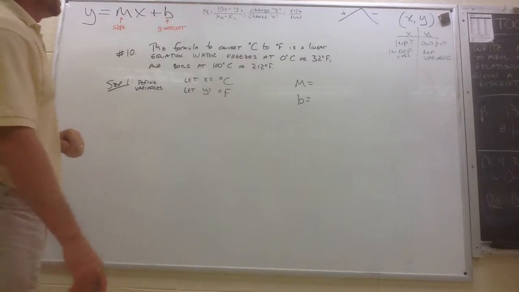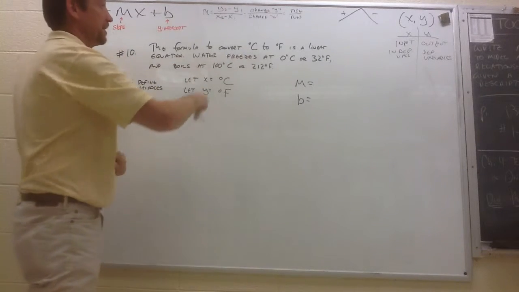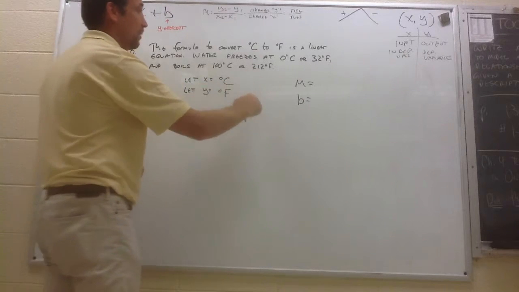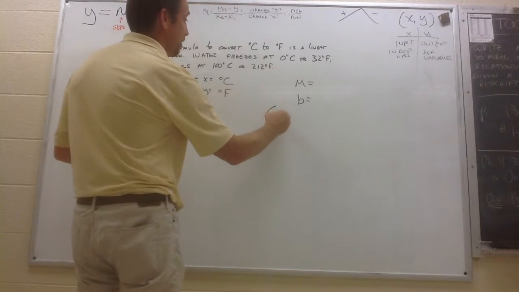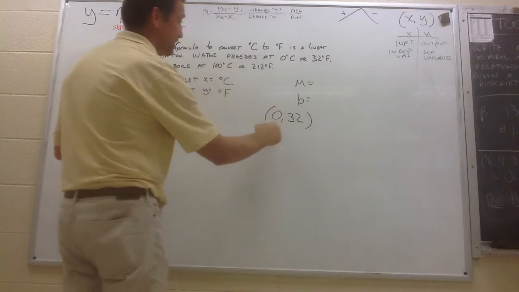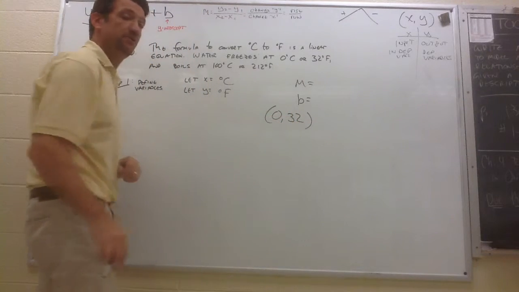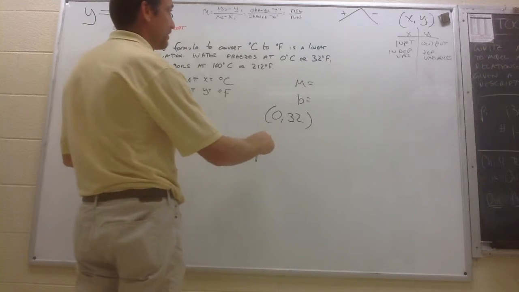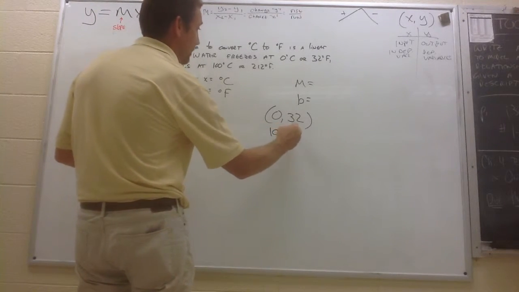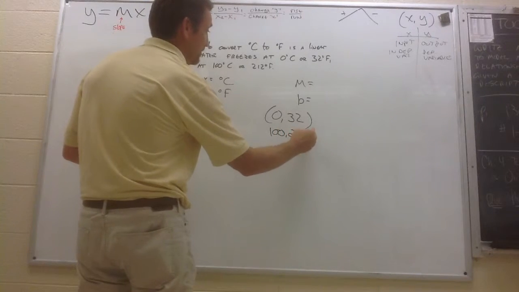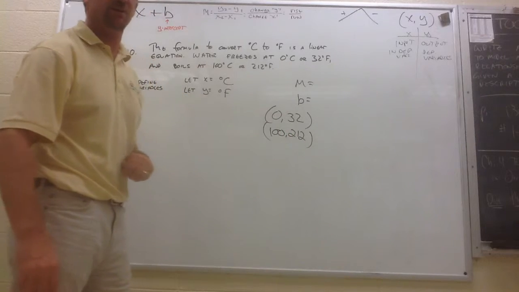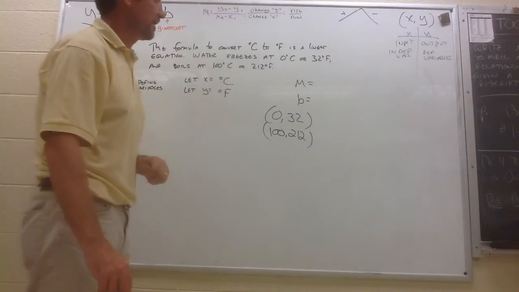So up here, we've got two ordered pairs. We can talk about when x is 0, y would be 32. 0 degrees Celsius is 32 degrees Fahrenheit. And our other ordered pair is when x is 100, y would be 212, right? 100 degrees Celsius is 212 degrees Fahrenheit.